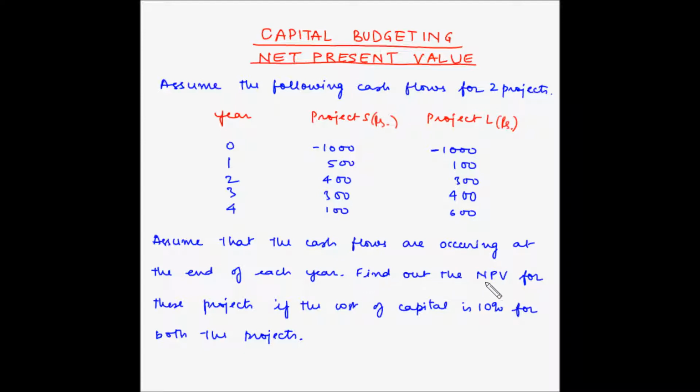Find out the NPV or net present value for these projects if the cost of capital is 10% for both the projects. I have been using the same example for other methods also, like payback, discounted payback, and so on. The idea is that you will be able to easily compare and contrast these methods while the data is the same. So let us first draw the time scale for both these projects.